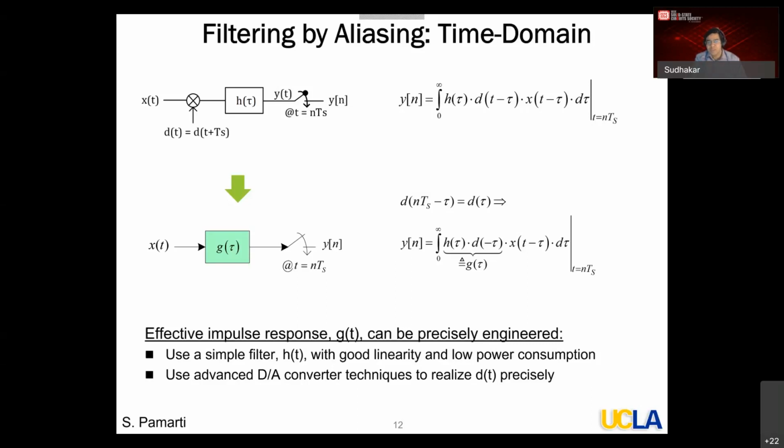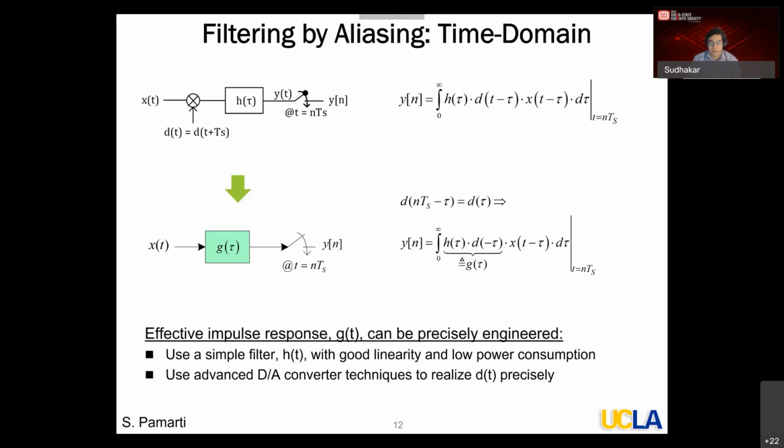So we're going to use that d of t. We're going to put intelligence in d of t. We're going to control d of t very precisely, such that the effective response is very sharp and very linear. The main filter h of tau is still a simple one, like an integrator or a simple RC. So overall linearity will be very, very good. So that's the theme. And I'm going to show you examples that it can actually be done and actually get very good linearity.